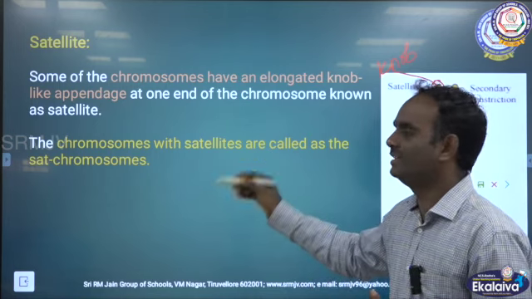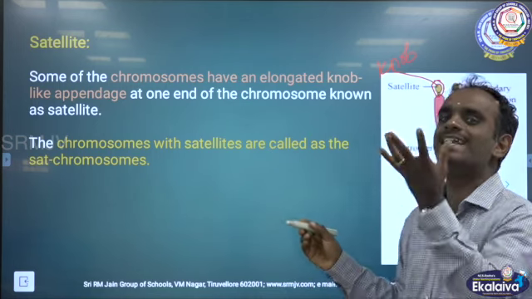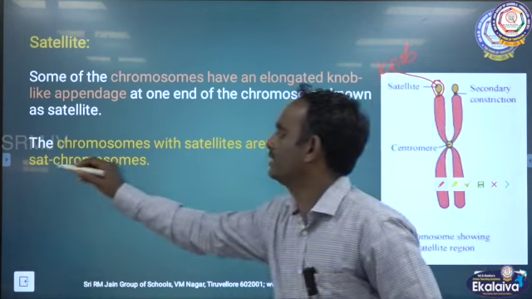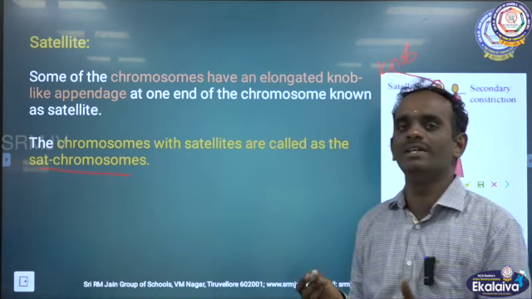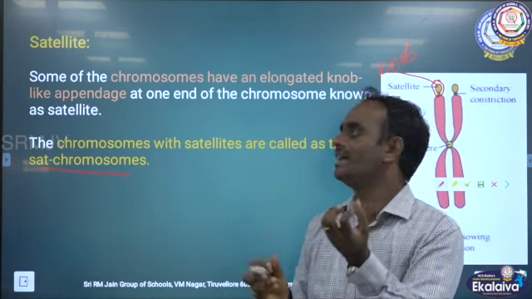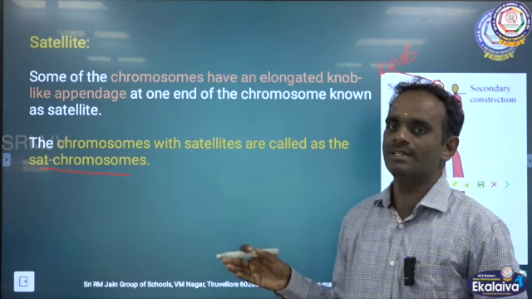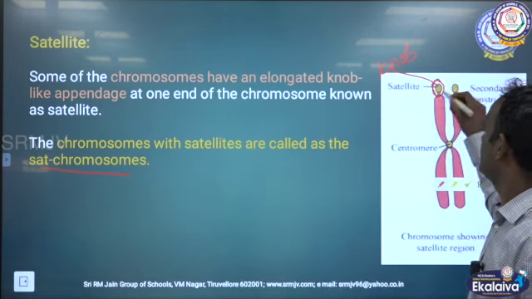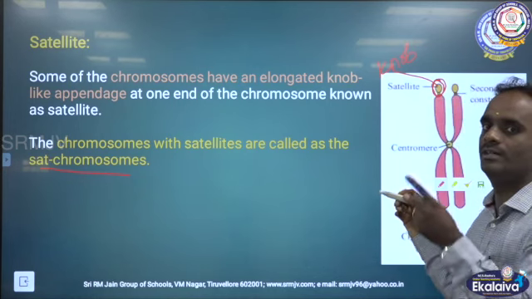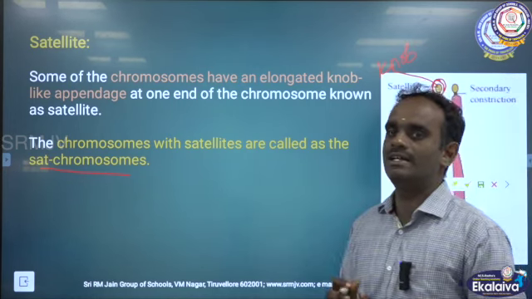The chromosome with the satellites is called SAT chromosome, very important. So, what does SAT chromosome mean? If the chromosome has the satellite at one end, then it is said to be SAT chromosome. See the picture here, this is the SAT structure, it is on the chromatid at one end. Clear?